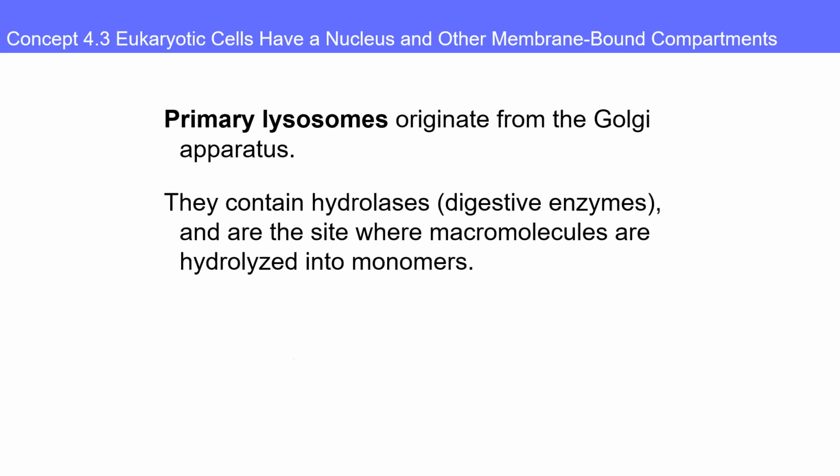So lysosomes are coming from the Golgi apparatus, so we're going to get the primary lysosome. The primary lysosome contains the enzymes known as hydrolases. These are the ones that do hydrolysis, which we discussed in a previous unit. This is the process of breaking down macromolecules. So this is where the hydrolyzing molecules needed to break down proteins, lipids, carbs, and nucleic acids are going to be found.